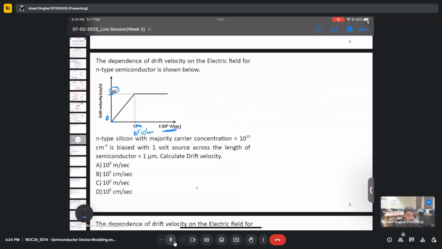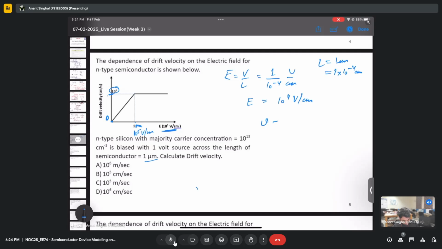Any idea? Okay. We'll get the electric field value, then E is equal to V by L. That will get 10 power 6. Okay, so let me do it. No problem. We have an L of 1 micron, which is 10 raised to minus 4 centimeter. So electric field will come out to be 10 raised to 4 volt per centimeter.